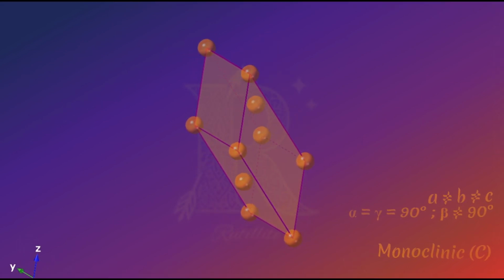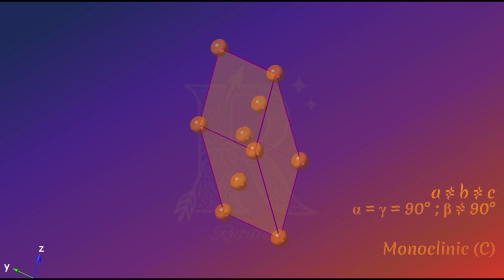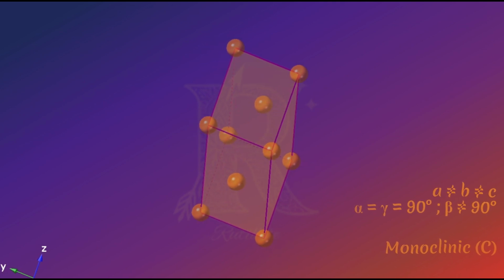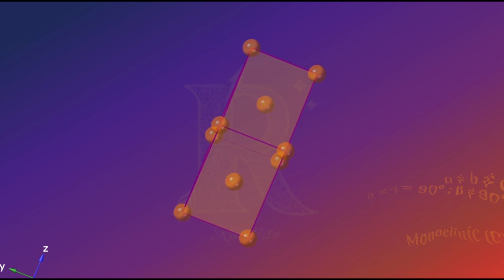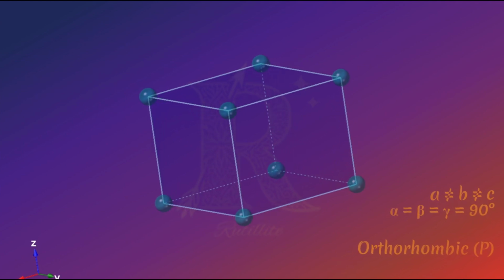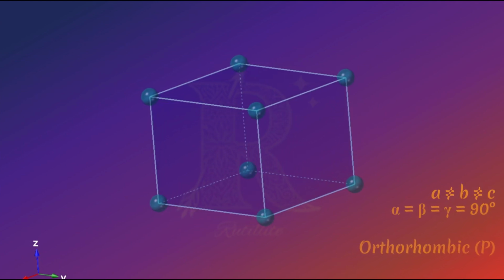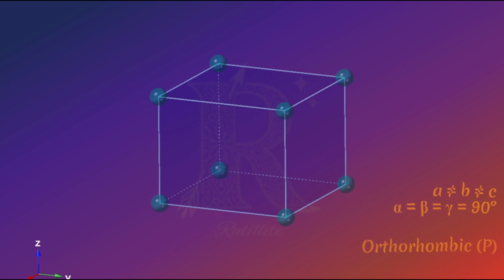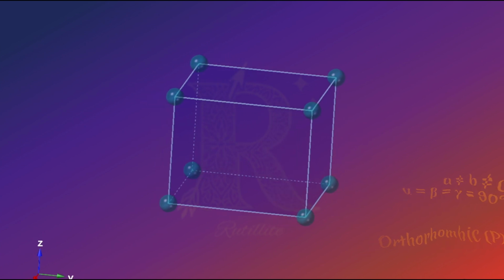Base-centered monoclinic adds an atom at the center of 2 opposite base faces. This slightly increases symmetry. Monoclinic sulfur, when cooled slowly from its molten state, can form this structure. Primitive orthorhombic. This is the basic form, with no extra atoms inside. Sulfur, in its crystalline form at room temperature. You might have noticed something interesting. Sulfur appears in more than one crystal system.